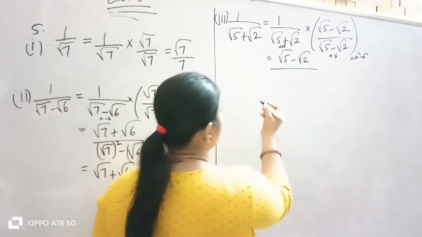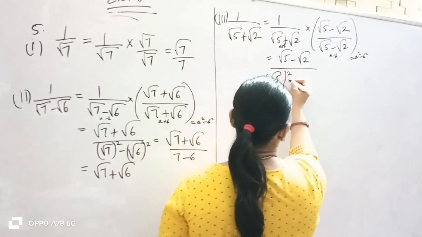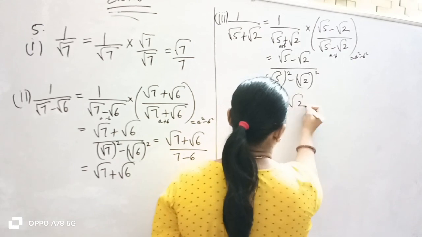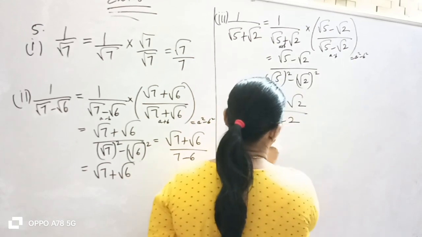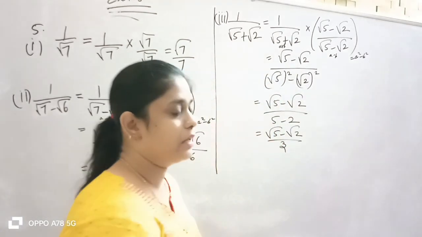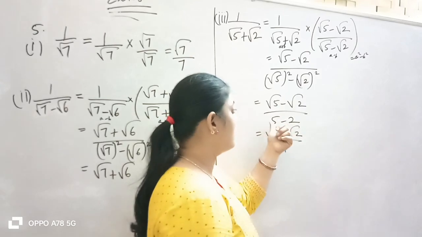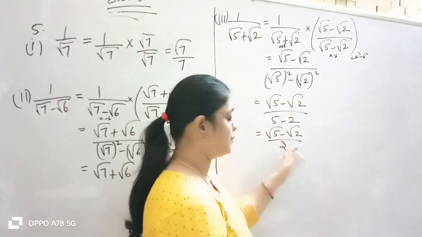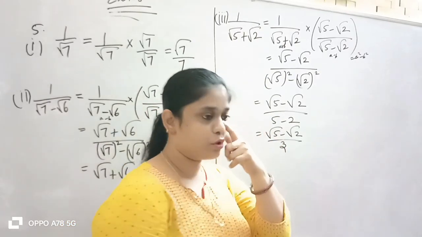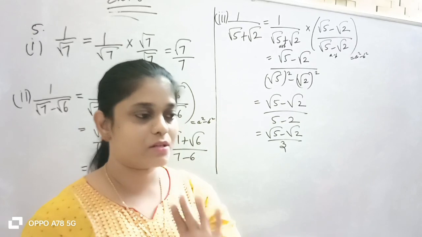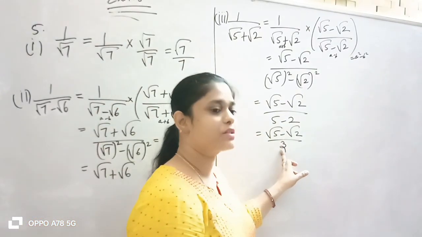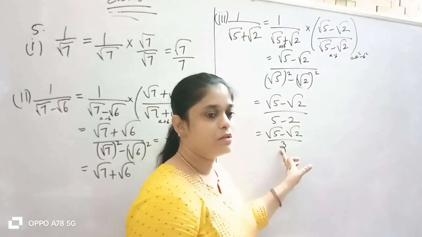Okay, so it is root 5 square minus root 2 square. So here root 5 minus root 2 by 5 minus 2. 5 minus 2 is 3. So root 5 minus root 2 by 3. See, your denominator alone matters. You should not say irrational in the numerator. Our aim is only to rationalize the denominator. So we look only at the denominator. In the final, if the denominator becomes rational, that is our final. So whatever comes in the numerator is no problem.